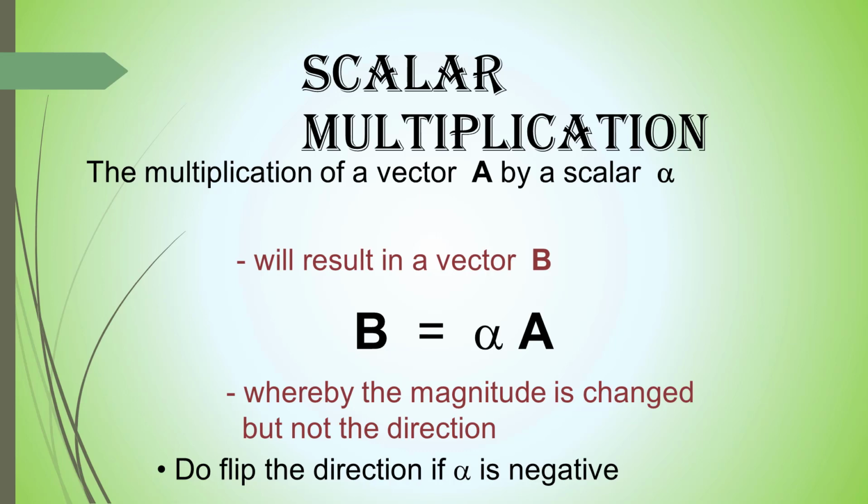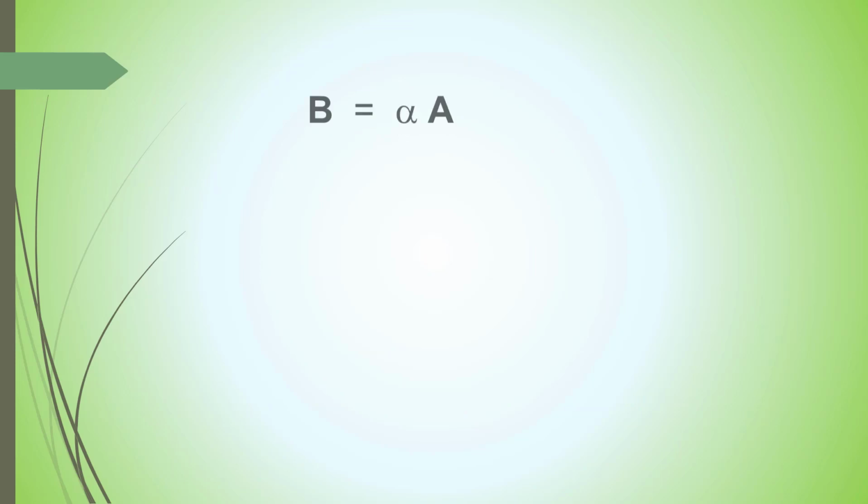What does it mean? It means that if we have, let's say, a vector of length 2 centimeters and we multiply it with a scalar 3, then this vector will now have magnitude 3 multiplied by 2, which is 6 centimeters. Its magnitude will increase, its length will increase. If we have a positive scalar, its length will increase, and if we have a negative scalar, then its direction will be changed.